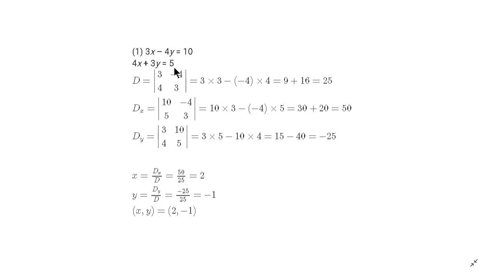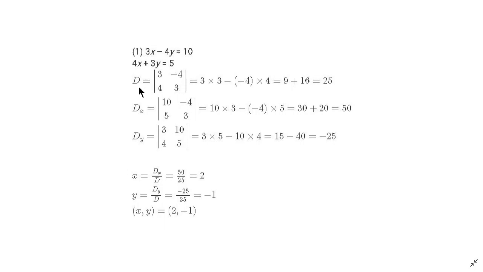I will remind you that when we solve simultaneous equations by the determinant method, we first calculate three different determinants. The first determinant is called D, the second determinant is called Dx, and the third determinant is called Dy. So firstly, we will calculate them one by one.